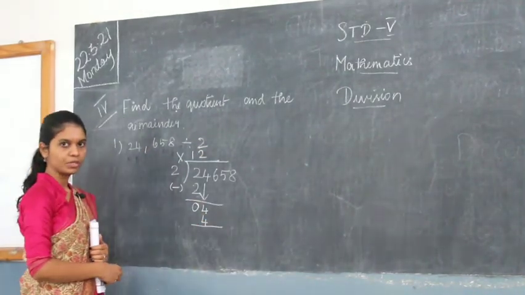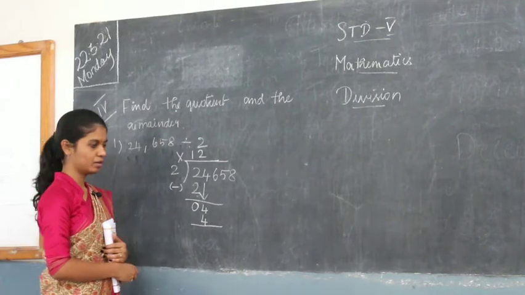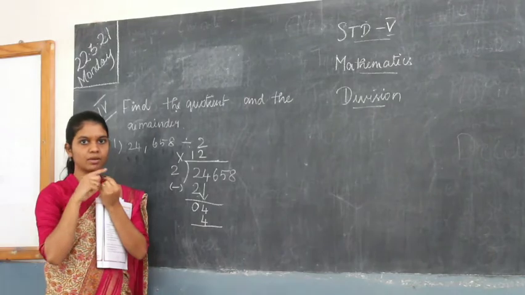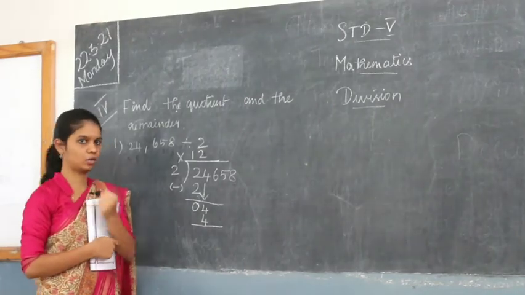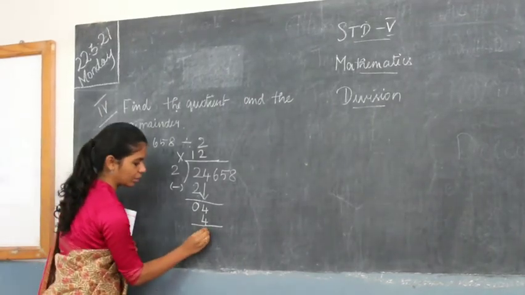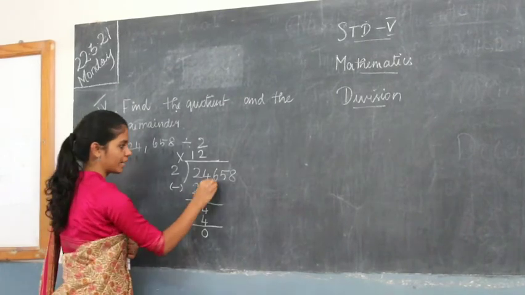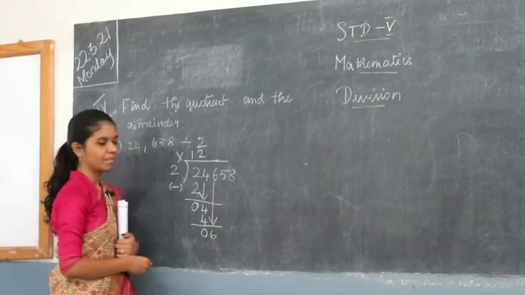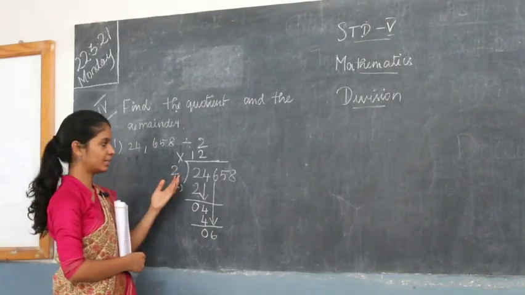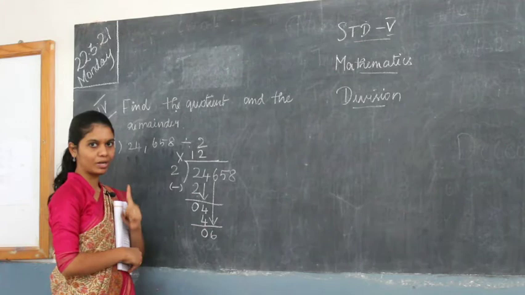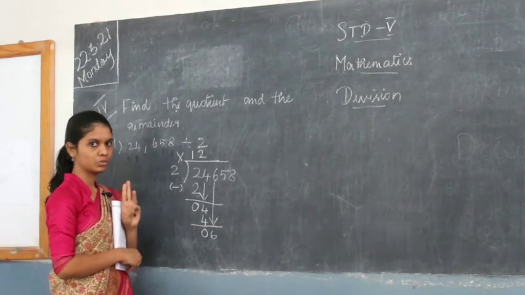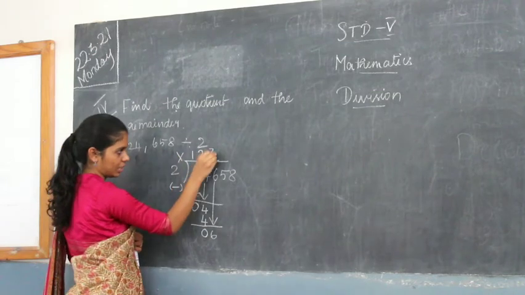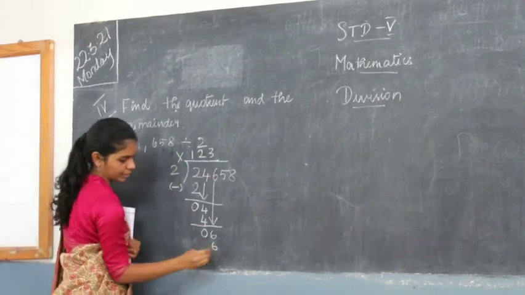Now you should subtract them, right? So 4 minus 4, how many is remaining? 0. So you will write 0 here. Then you should bring the next number down, which is 6. And you should start telling the divisor table, which is 2. 2 ones are 2, 2 twos are 4, 2 threes are 6. So 2 multiplied with 3 gives you 6.